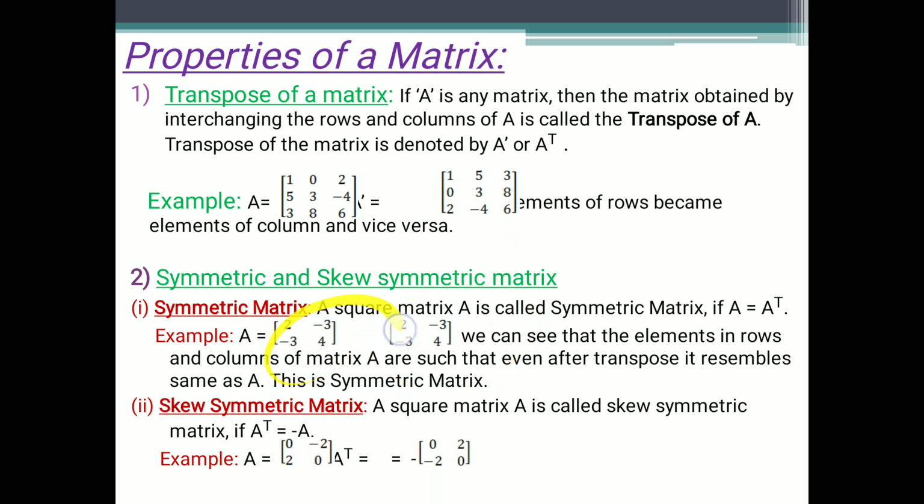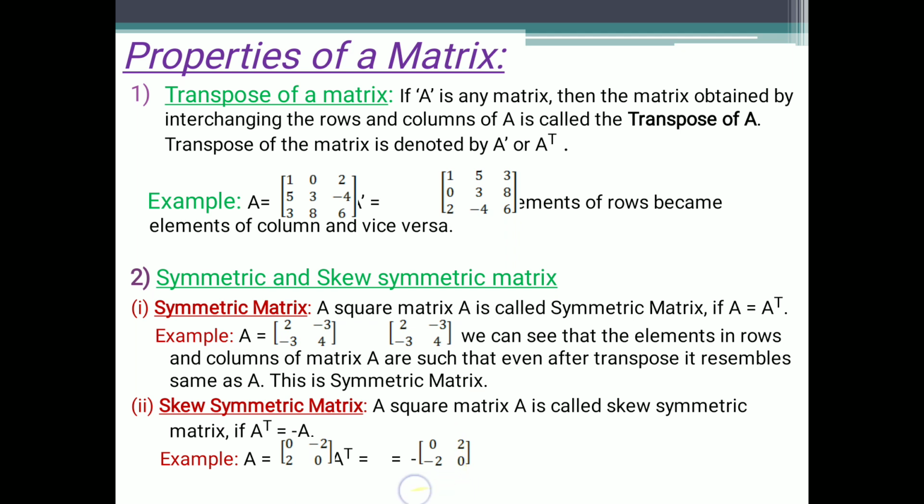Clear? Second one is skew matrix. A square matrix A is called skew matrix if transpose of A is equal to negative of matrix A, that means minus A. For example, A is equal to 0, minus 2, 2 and 0. So transpose of this A is equal to 0, minus 2 becomes a column over here, and 2, 0 becomes 2, 0, like this.